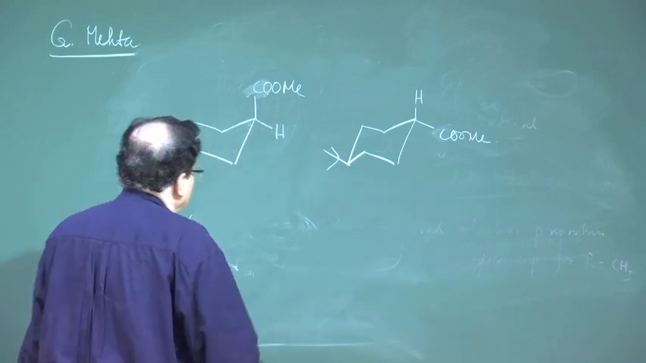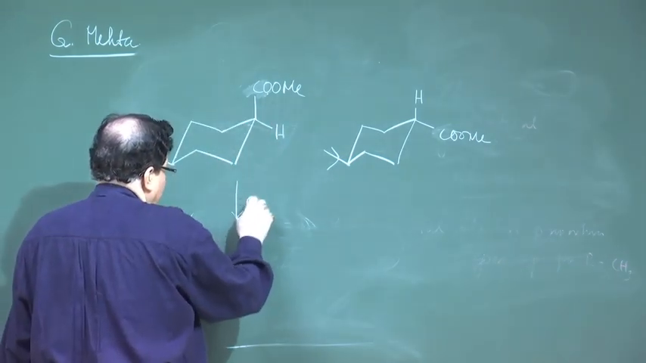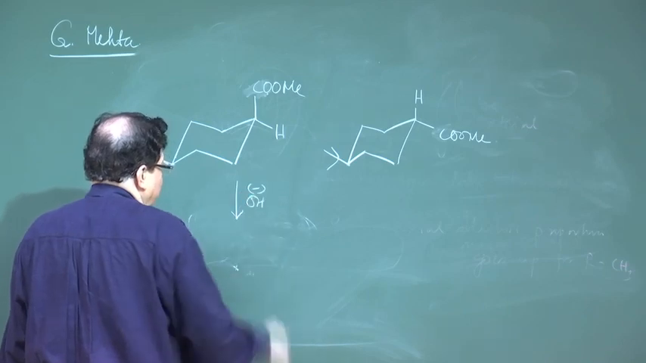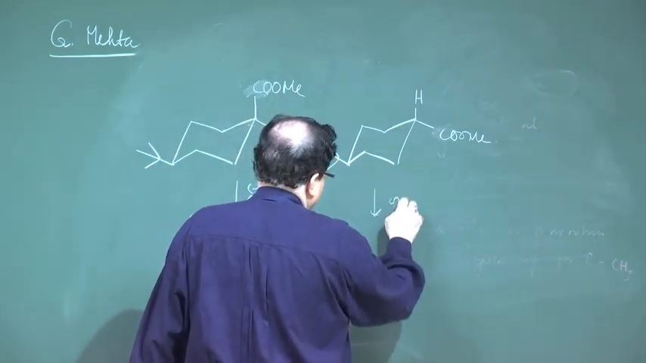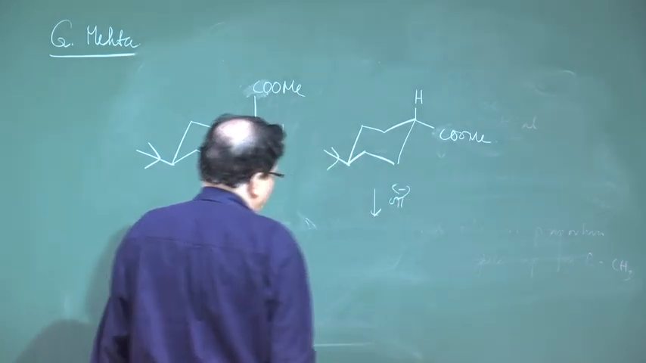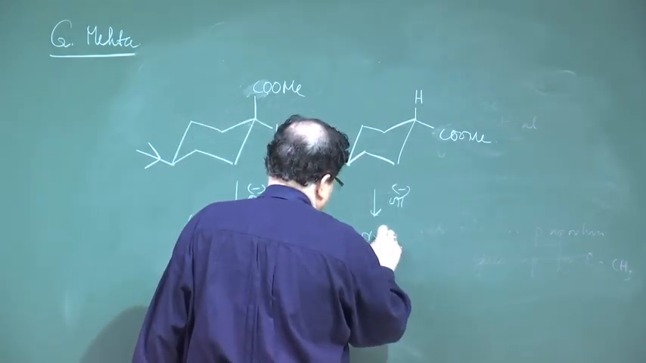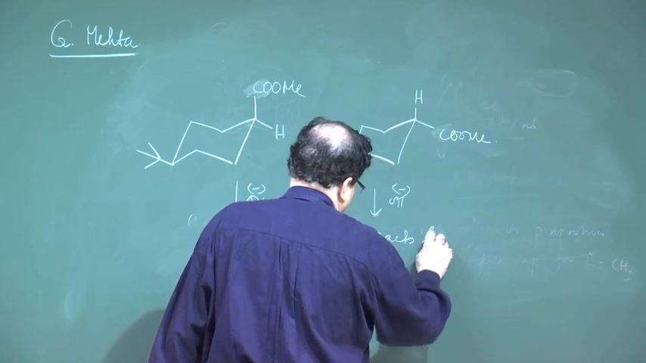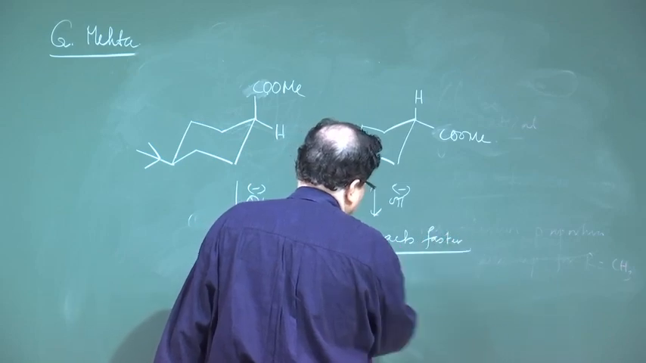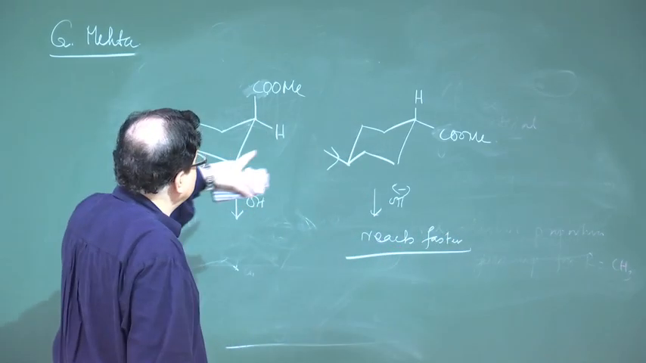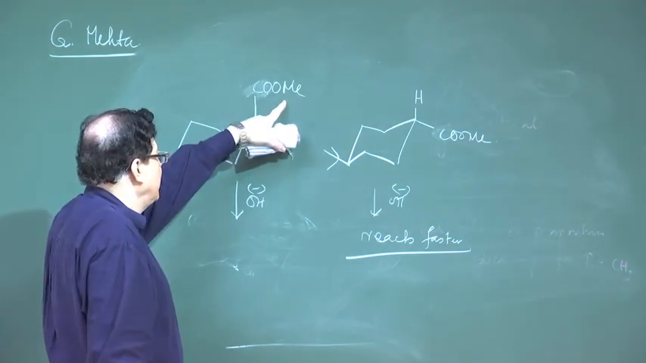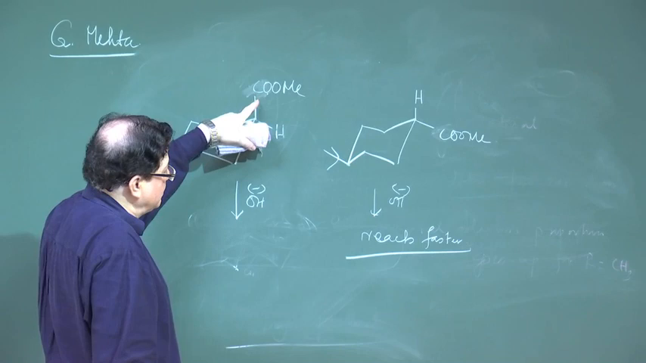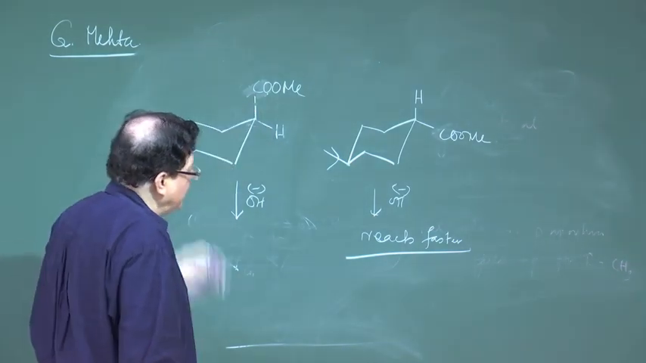In this case, what happens in the saponification rate? It is just a recapitulation. In this case, this reacts faster, because it is the rate determining step which will decide. In the rate determining step, the base attacks and the steric crowding increases, and if the steric crowding increases in the base rate determining step, then the reaction becomes slower.